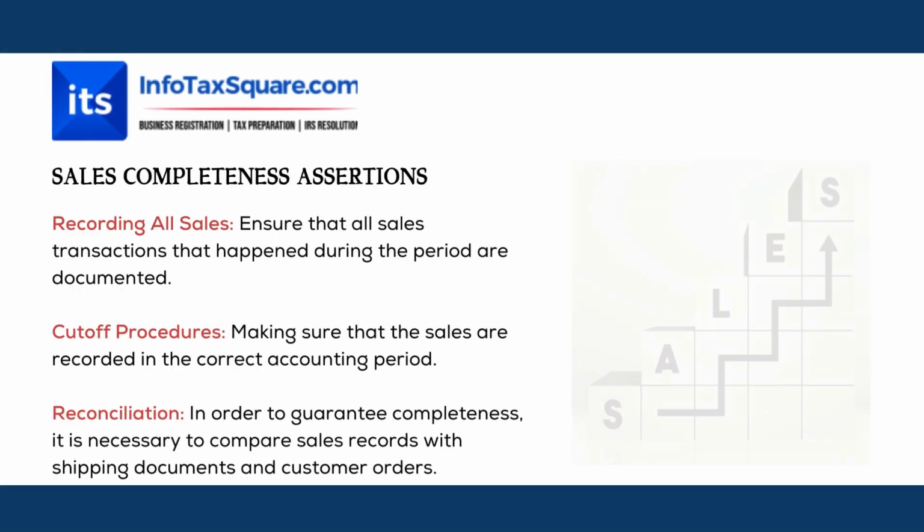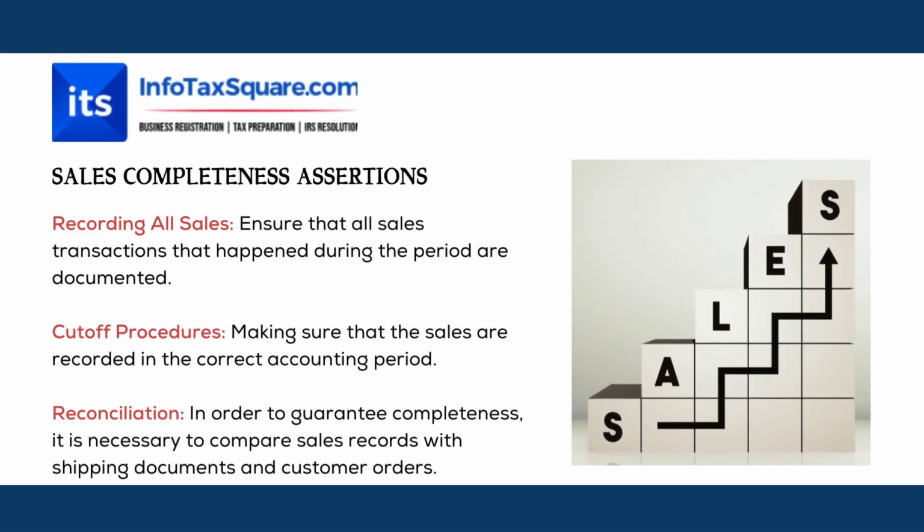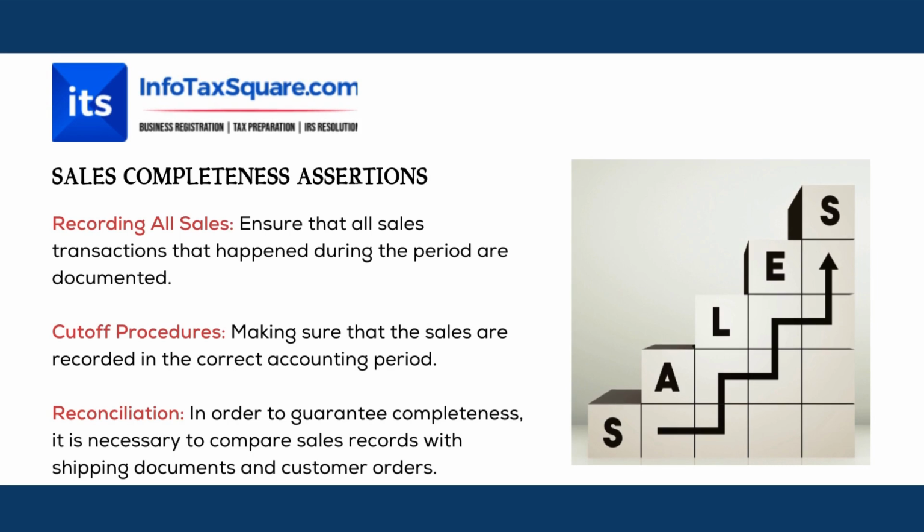Sales completeness assertions. Recording all sales. Ensure that all sales transactions that happened during the period are documented. Cut-off procedures, making sure that the sales are recorded in the correct accounting period. Reconciliation. In order to guarantee completeness, it is necessary to compare sales records with shipping documents and customer orders.